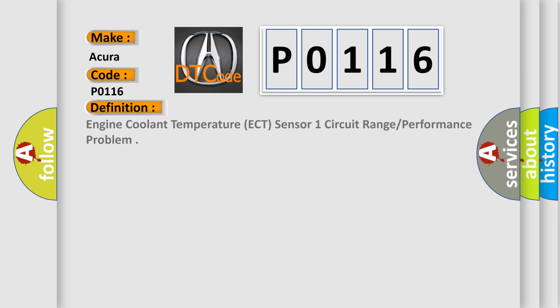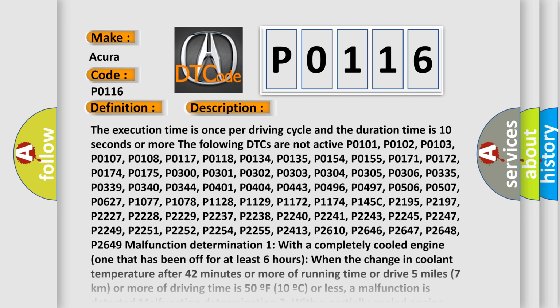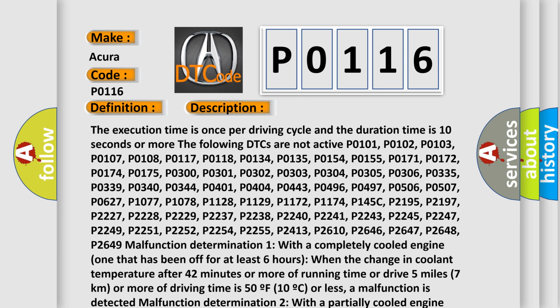The basic definition is engine coolant temperature ECT, sensor 1 circuit range performance problem. And now this is a short description of this DTC code. The execution time is once per driving cycle and the duration time is 10 seconds or more.